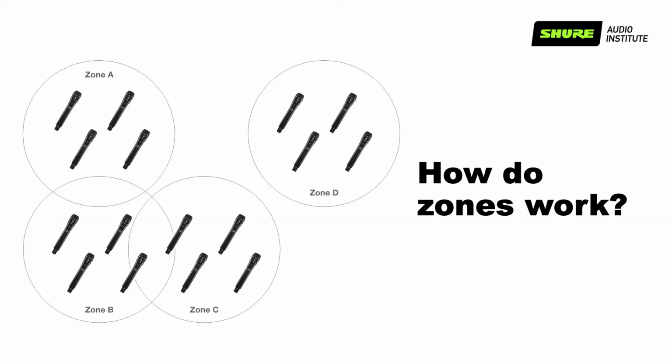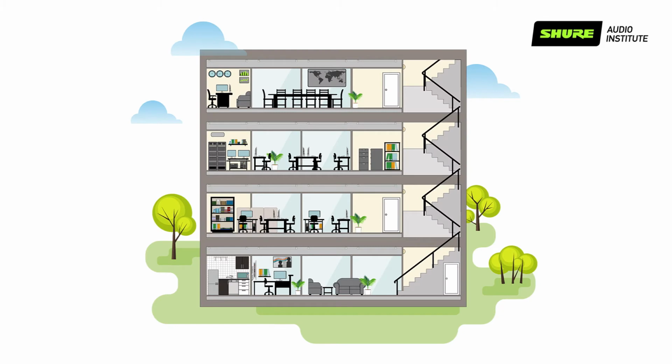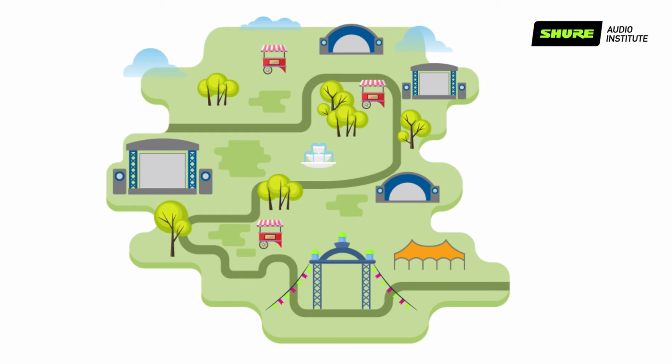In Wireless Workbench, RF zones represent distinct RF environments that may or may not overlap with another RF environment. This could be a room or a floor in a building, an entire building on a campus, or a stage at a festival. It's really any environment where we think that distance or physical obstructions would limit the impact of the transmitting signals on the signals in other performance areas.